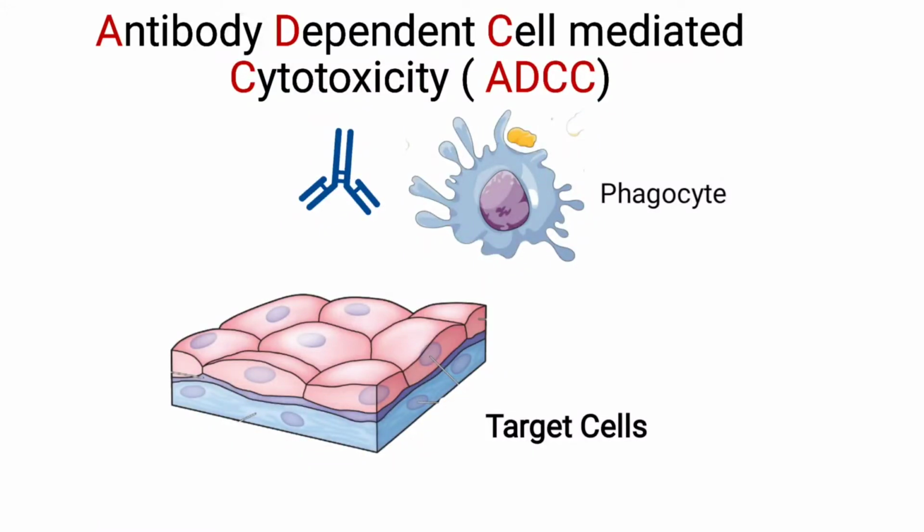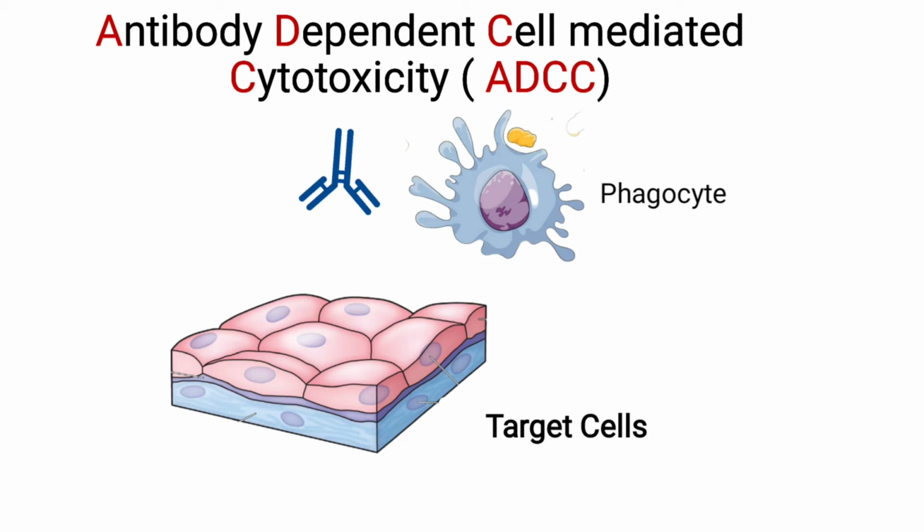Let us discuss antibody-dependent cell-mediated cytotoxicity. It is simply abbreviated as ADCC. Let us imagine the condition where target cells are present in the tissue. Phagocytic cells like macrophages and dendritic cells can only engulf bacteria and other cells in the free state. That is, free-moving cells can be engulfed by these phagocytic cells.